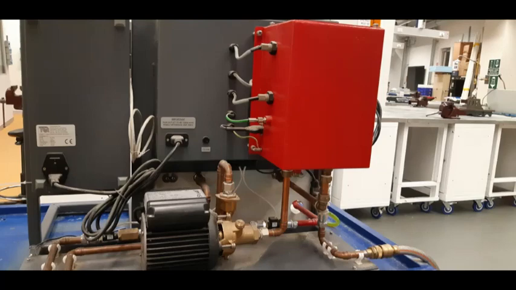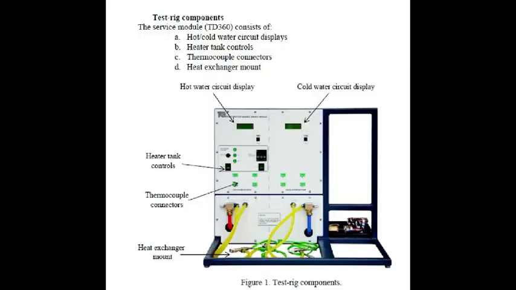Now we'll do an experiment varying the hot water temperature. It will start from 30 degrees, then 40, 50, and 60. There will be two experiments today: one is the parallel flow, another is the counter flow.